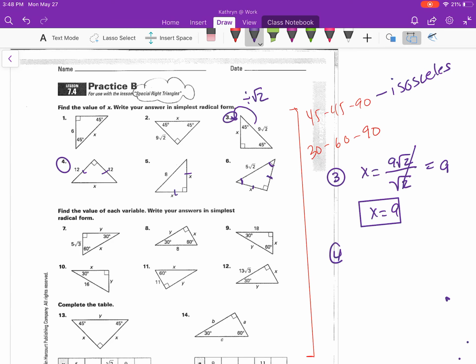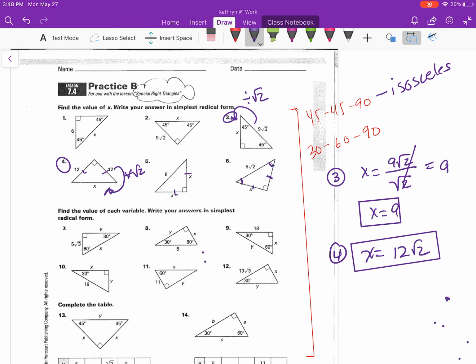And number 4, here I'm looking for the hypotenuse, but I'm given the side already. I'm going to multiply by the square root of 2. So 12 times the square root of 2 is my answer. I don't have to do anything more than that.